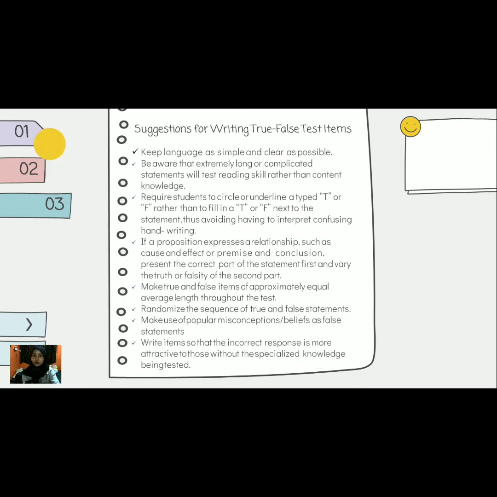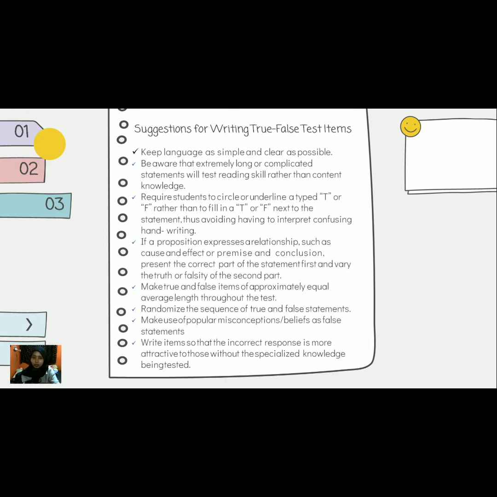Suggestions for writing true-false test items. Keep language as simple and clear as possible. Be aware that extremely long or complicated statements will test reading skill rather than content knowledge. Require students to circle or underline a typed T or F rather than to fill in a T or F next to the statement, thus avoiding having to interpret confusing handwriting.